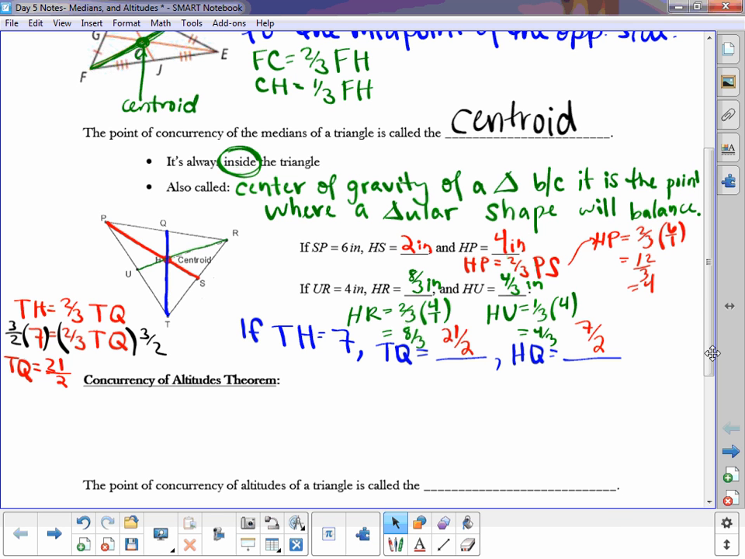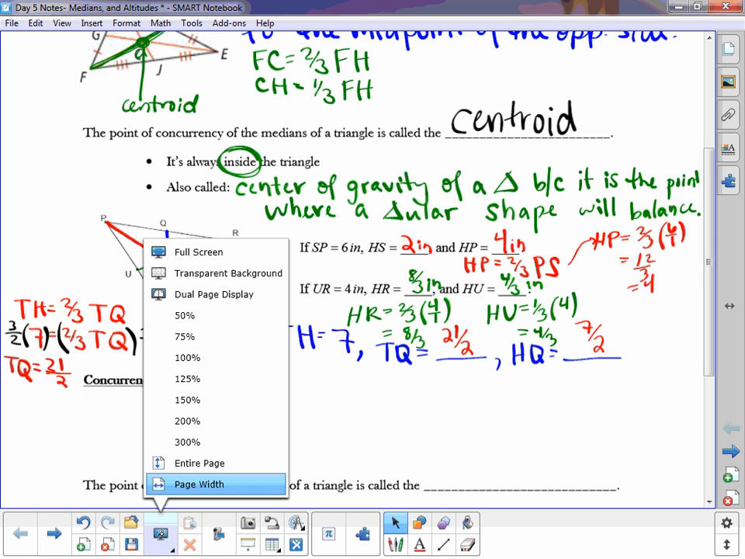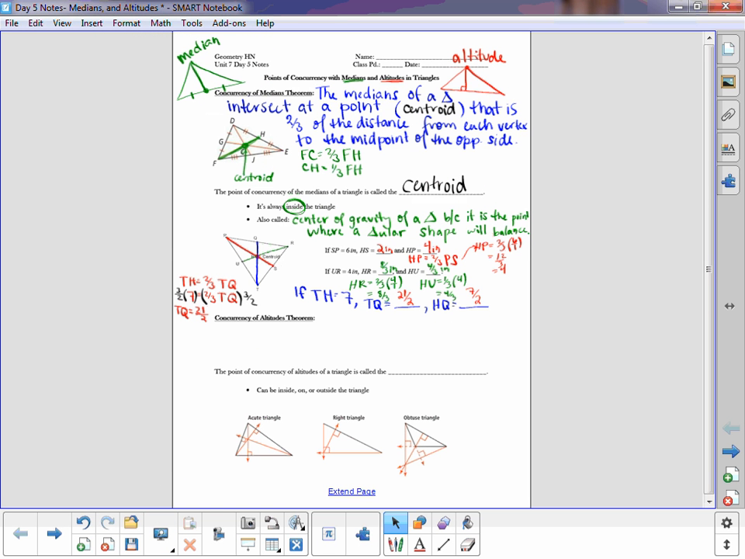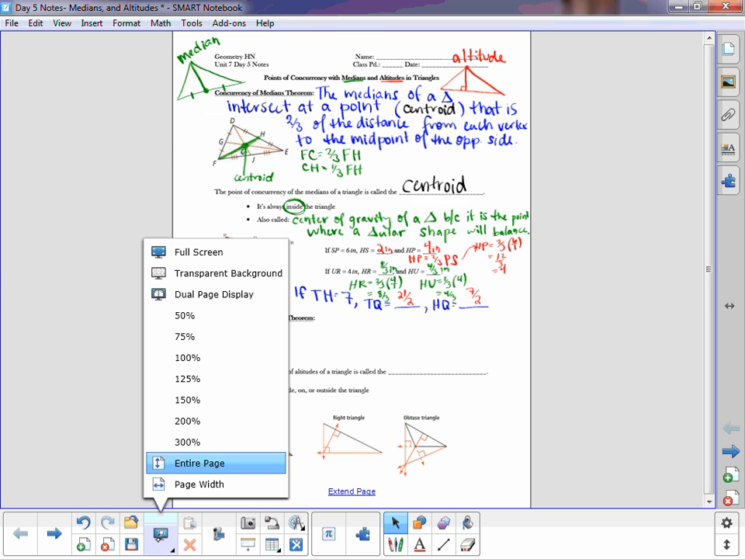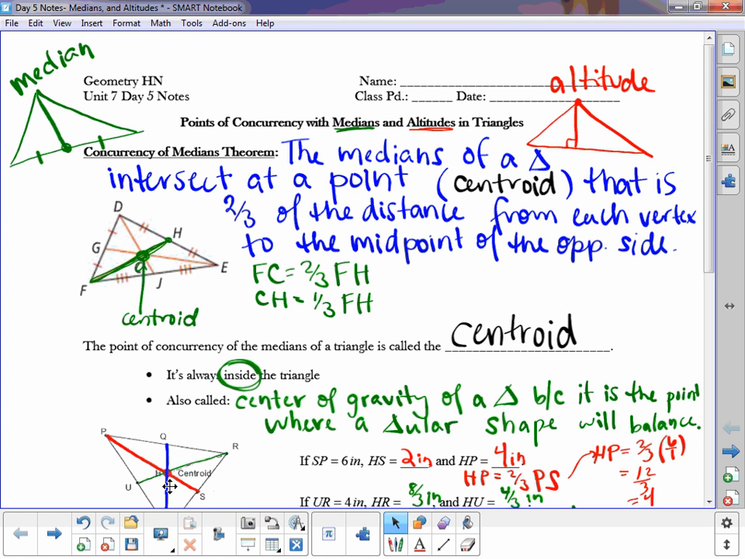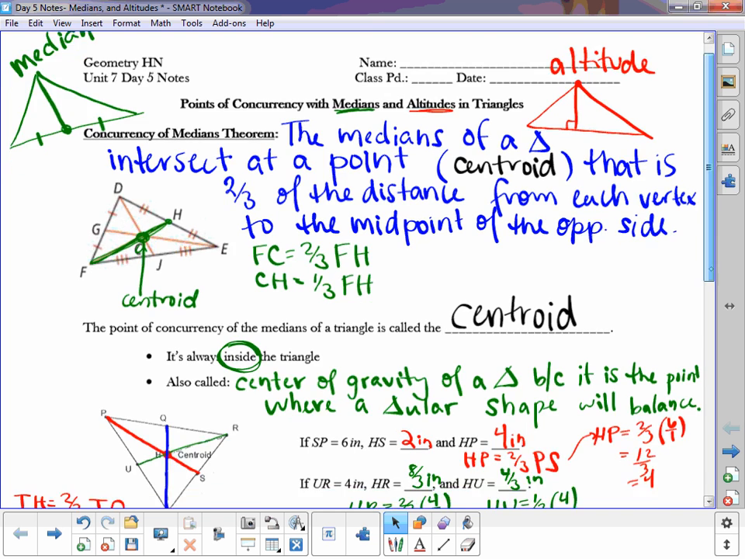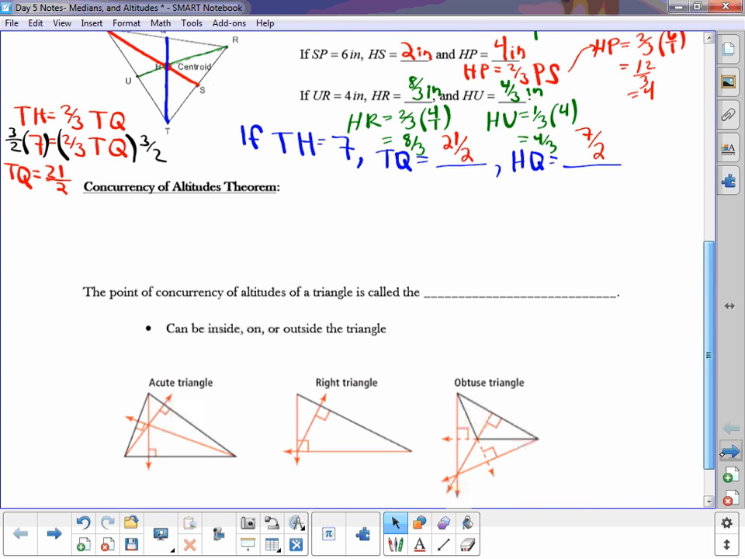All right, so now let's take a look at concurrency of altitudes. So before we go to altitudes, I just want to recap. Our medians meet at the centroid, and our centroid is 2/3 of the distance from the vertex. Okay, altitudes. Our altitudes were the line that is from the vertex to the opposite side, and it's perpendicular. So our concurrency of altitudes here.